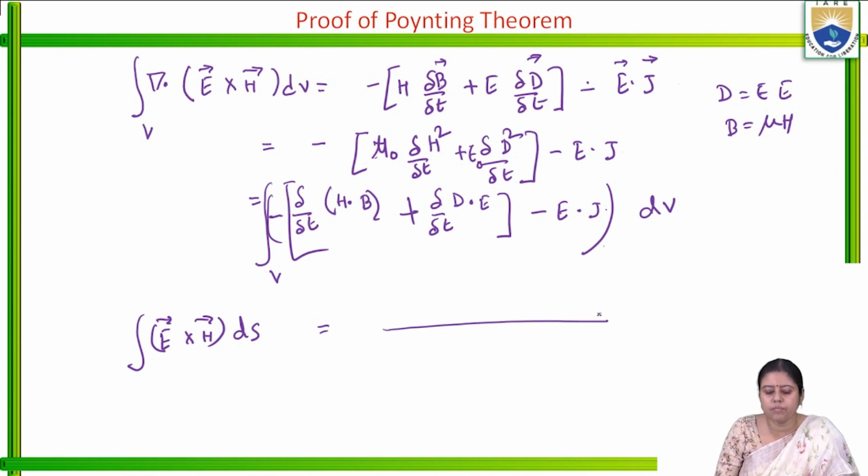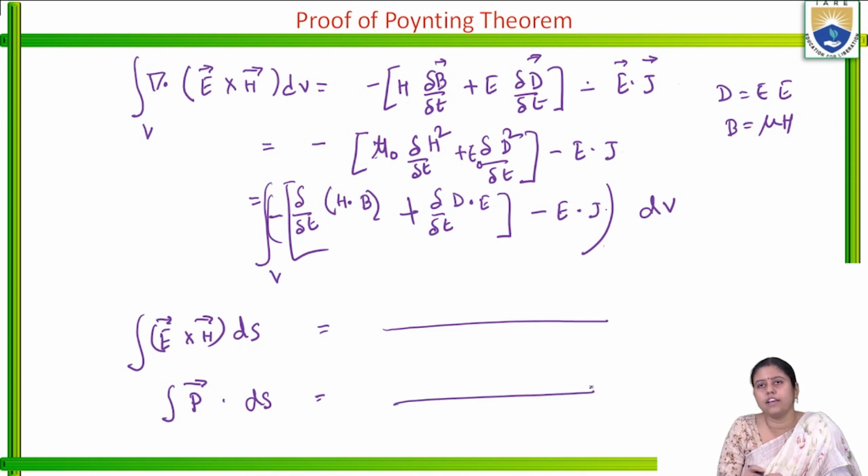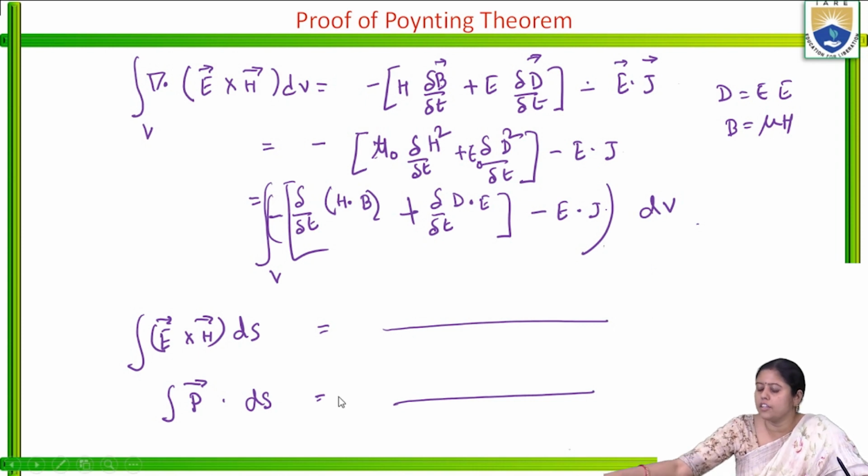So what is the meaning of E cross H? E cross H is nothing but the Poynting vector, P dot ds, and we are getting the total equation. So this is known as the Poynting theorem. We can calculate the energy using the Poynting theorem. Poynting theorem is used to know that the energy coming from the outside is equal to the energy going to the inside.